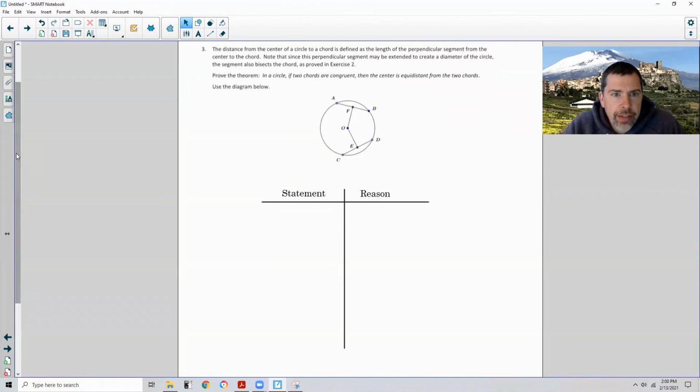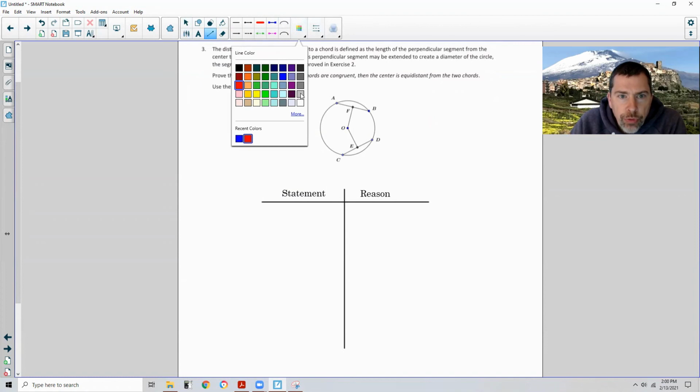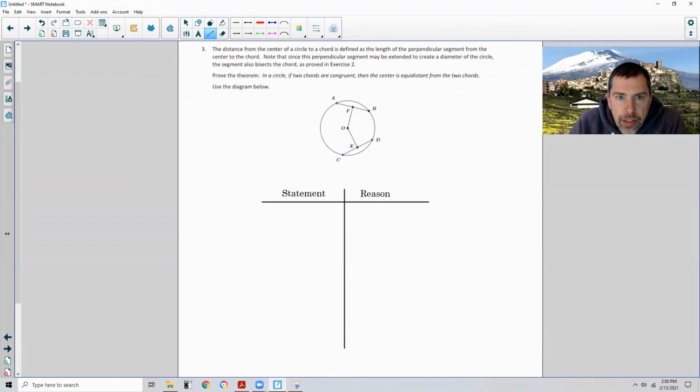Okay, the distance from the center of a circle to a chord. Well, just one moment there. Let's just be really clear about this. What are they talking about? The distance from, let's use a thin line, the distance from the center of a circle to a chord, which is right there. Let's just fix this a little and let's make it a little thicker. There. So that's what they're talking about. The distance from the center of a circle to a chord is defined as the length of the perpendicular segment from the center to that chord.